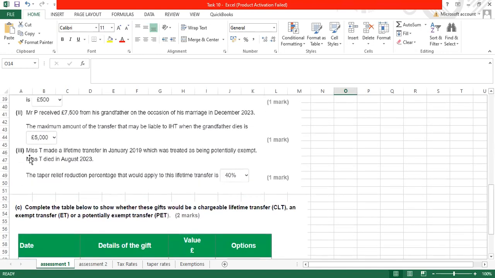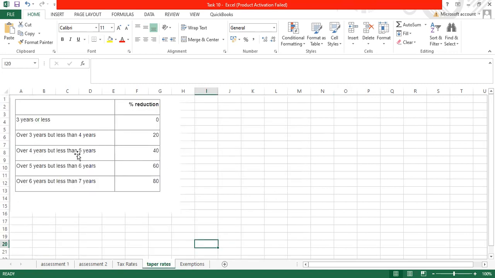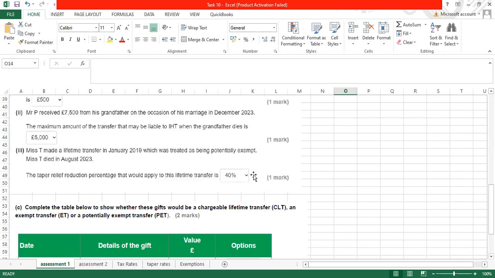So the next one is Miss T made a lifetime transfer in January 2019, which was treated as a potentially exempt transfer. Miss T died in August 2023. So if we see the taper relief, if someone dies between 4 to 5 years, it is a 40% reduction. So this is the reason it's a 40% reduction.